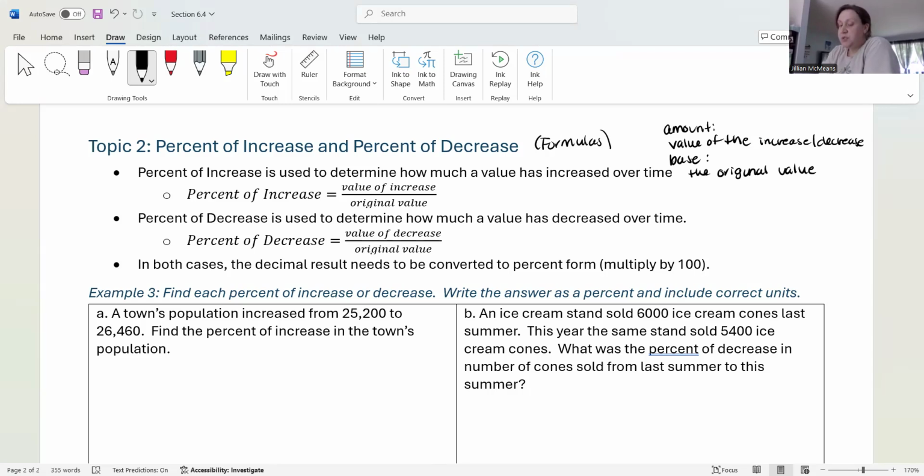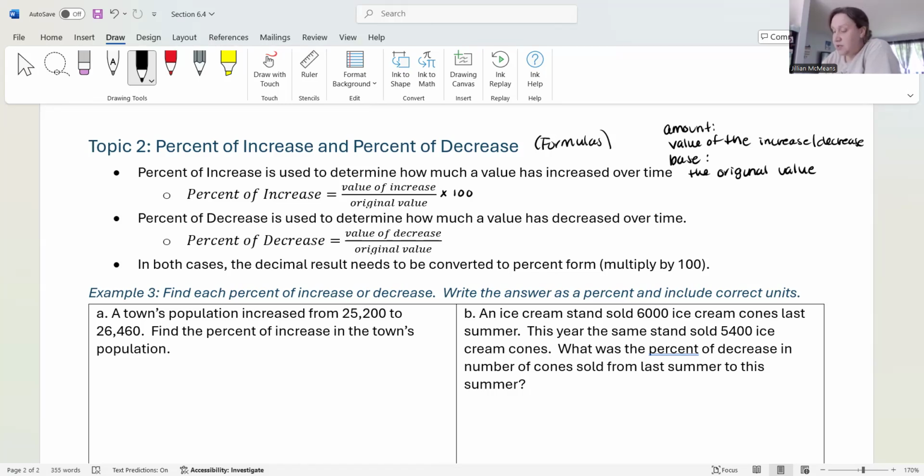So what we have is percent of increase is used to determine how much a value has increased over time. And the formula is the percent of increase equals the value of the increase divided by the original amount. And then that's going to give you some decimal. You would then have to convert it to a percent. So sometimes you'll see this formula with a times 100.